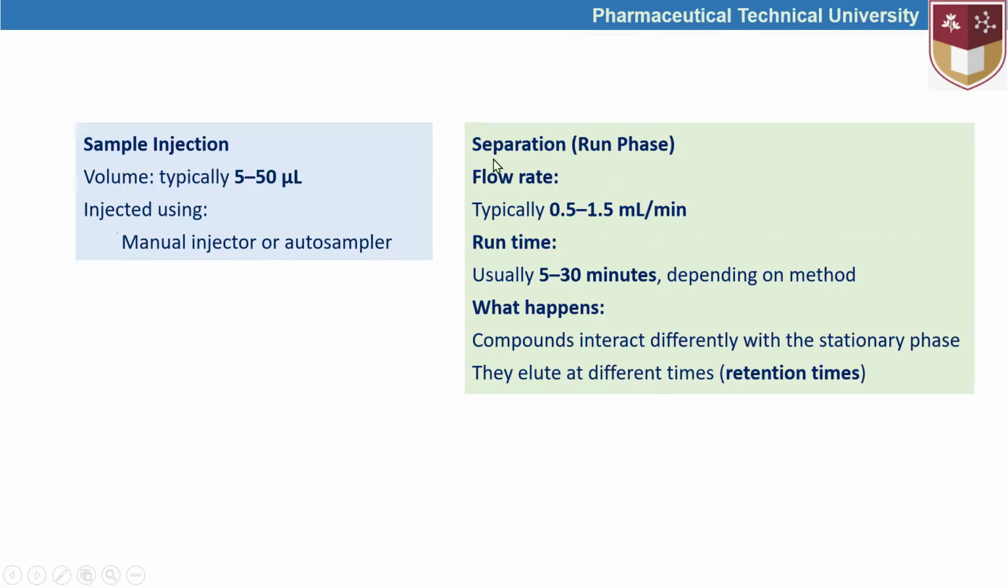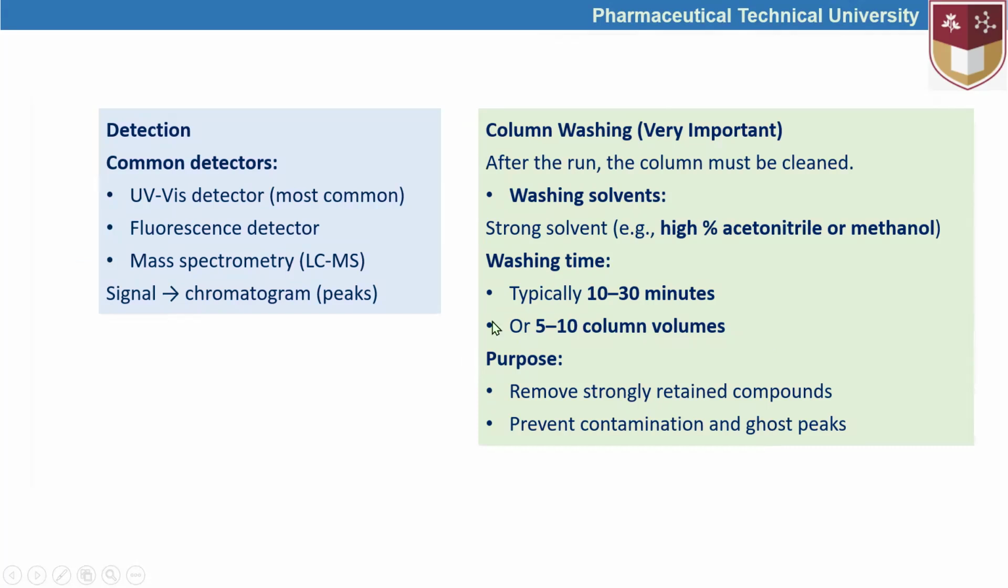After running the separation, the column is required to be washed, and a higher percentage of acetonitrile or methanol can be used for washing purposes, which could last from 10 to 30 minutes, or 5 to 10 column volumes. What is the purpose? Again, the purpose is to remove strongly retained compounds and prevent contamination and ghost peaks.